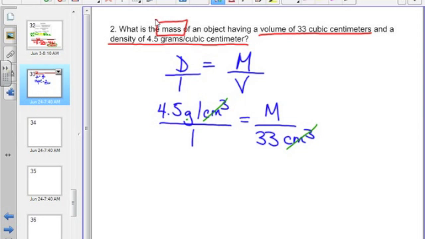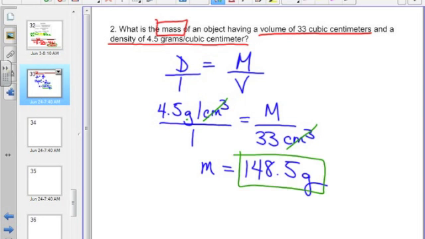1 times m gives me m, mass. 4.5 grams times 33 gives me 148.5 grams. There I am. There's my answer, 148.5 grams. Rounded to the tenth with the proper units, correct arithmetic answer, and it was no trouble at all, even though they switched up what we were asked to calculate.